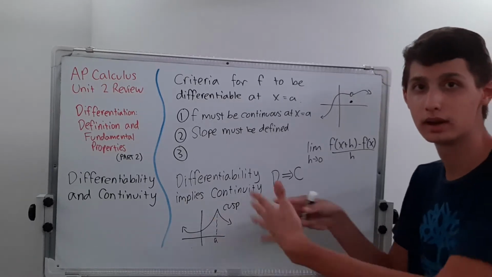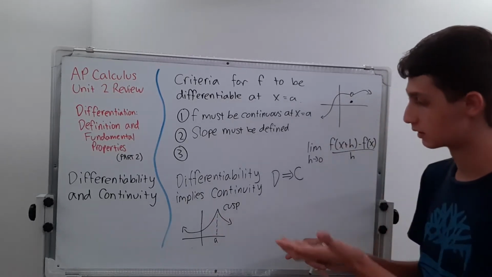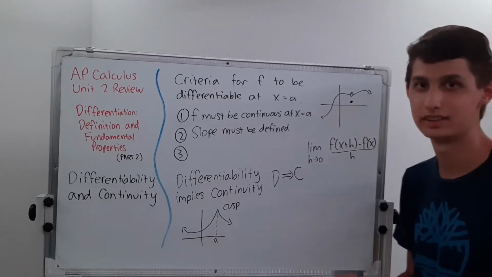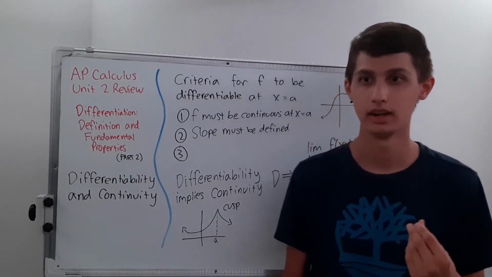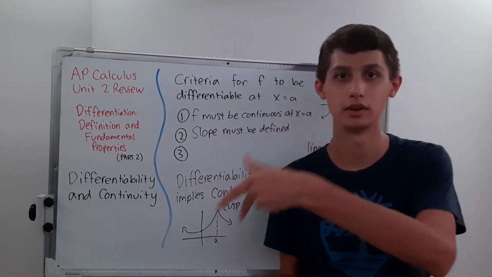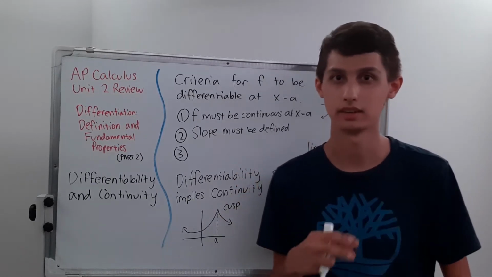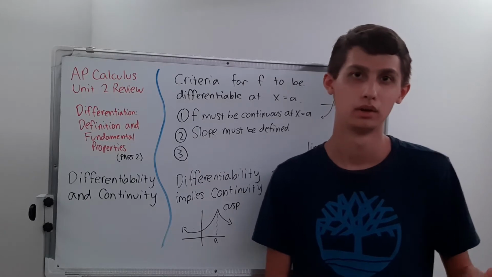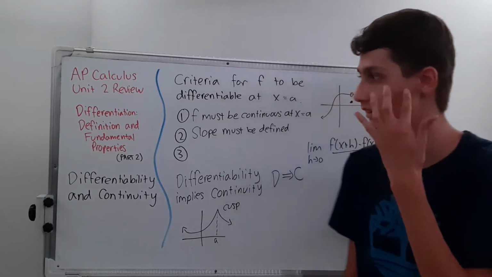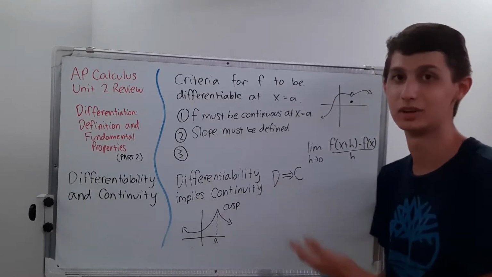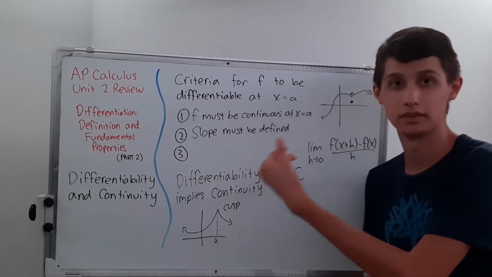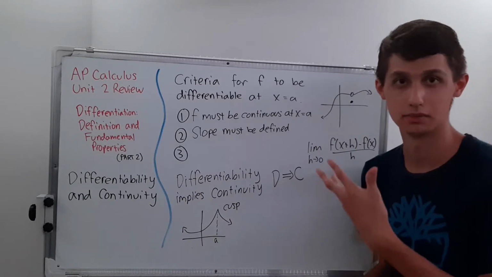Now, if it was smooth, that would be fine. But this ties into our idea of limits. The limit of the derivative from the left and from the right, they're not the same. It's kind of the same thing with limits. If the limit from the left and right don't agree, then you're not continuous. Here, if the derivative from the left and the right don't agree, you're not differentiable.